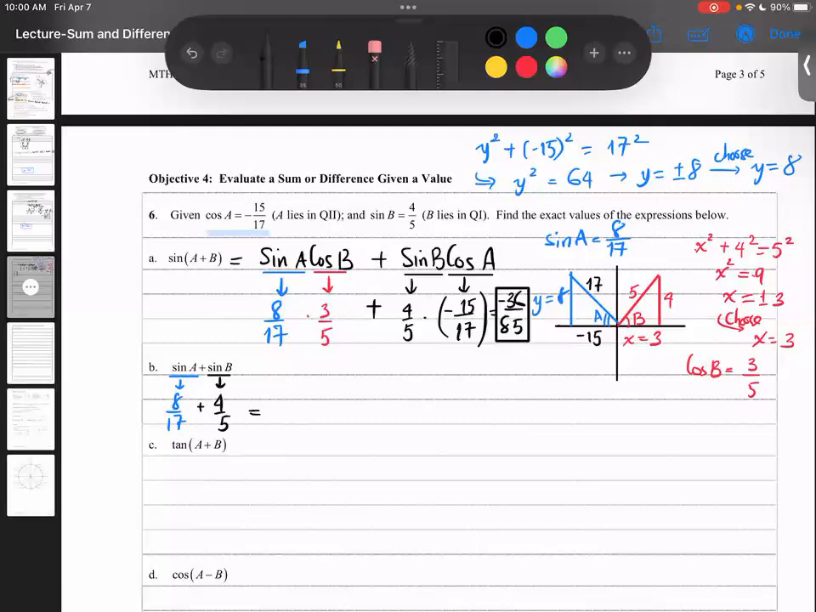You can put your answer in the chat if you have one. 108, Amber got 108 over 85. Is that what you guys have? I need a confirmation, so I don't want to switch my screen back and forth. Oh, I can use my phone. All right, thank you, Amber. I got the same too. 108 over 85.